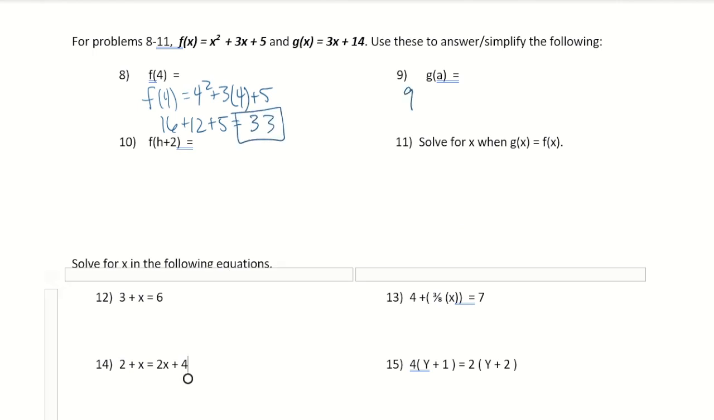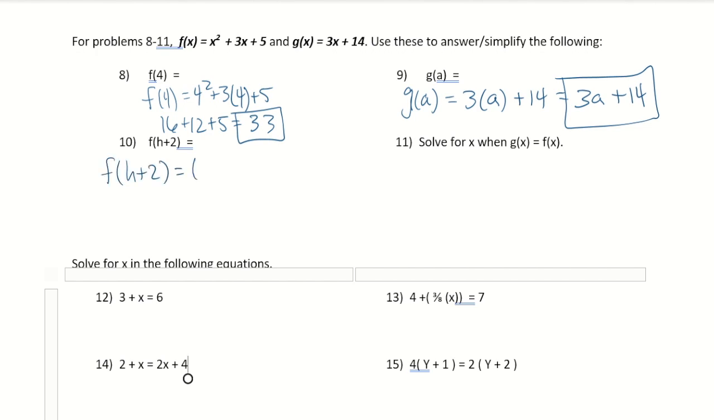So g of a, we're just plugging in a for x in this one, so it's literally just going to be the same function, but with an a instead of an x. F of h plus 2, that means we're plugging in h plus 2 for every x. So that means we have h plus 2 squared plus 3 times h plus 2 plus 5.